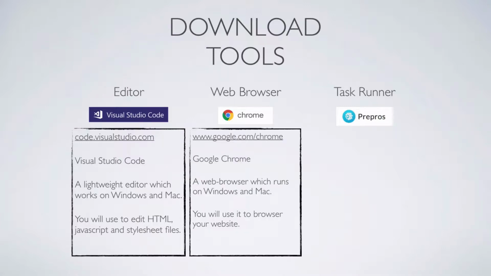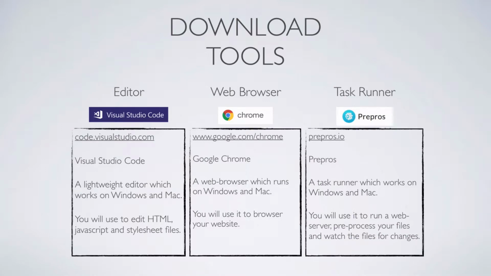The browser I've chosen is Google Chrome. It also runs on Windows and Mac, and you'll be able to use it to do debugging in later tutorials. And a task runner, which you may not know what it is right now, I've chosen Prepros. It too runs on Windows and Mac, and it'll work as a web server. It'll pre-process some of the special types of files that we're going to be editing, and it also sits there and watches the files, looks for changes, and then reserves them when a change is made. So what I want you to do is download each of those tools, and when you've got them installed on your machine, you're ready to go to the next section of this tutorial.